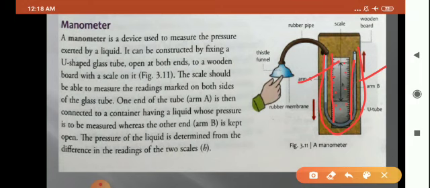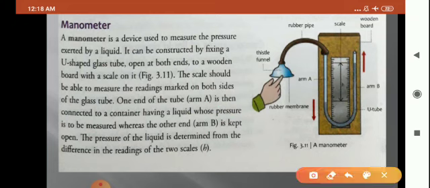Now one end of the tube, that is arm A, is then connected to a container having a liquid whose pressure is to be measured, whereas the other end, arm B, is kept open. The pressure of the liquid is determined from the difference in the reading of the two scales.